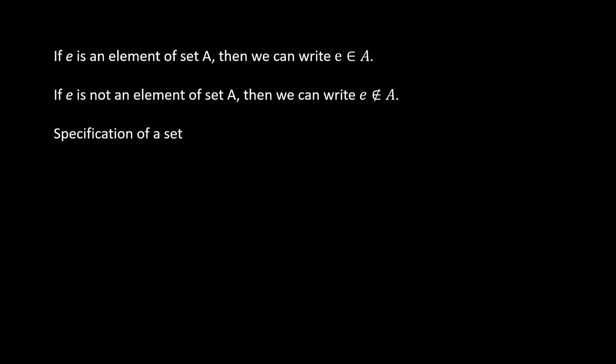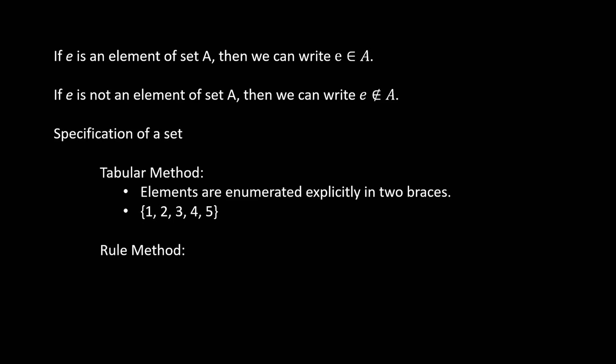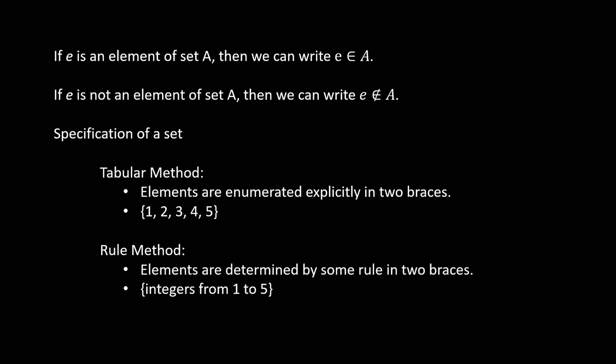You can specify the set in two ways. The first one is by using the tabular method and the second one is by using the rule based method. In the tabular method, elements are explicitly specified by using curly braces. In the case of the rule method, elements are determined by some rule mentioned in the two braces. If you consider the example of the tabular method, we have specified 1, 2, 3, 4, 5 as the 5 elements present in that set. Coming to the rule method example, we have mentioned the same set by using some rule. That rule is integers from 1 to 5, which includes the values 1, 2, 3, 4, 5.